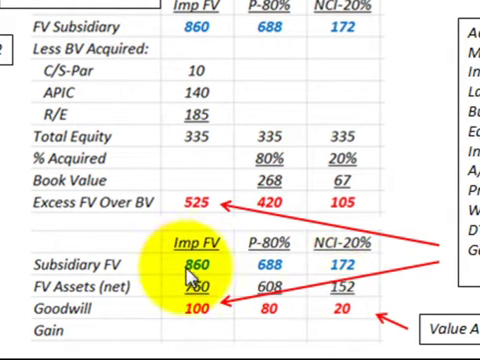So taking the difference here between the fair value of the subsidiary in this case less the fair value of the net assets acquired, the goodwill here was $100,000. That's what we had previously calculated here.